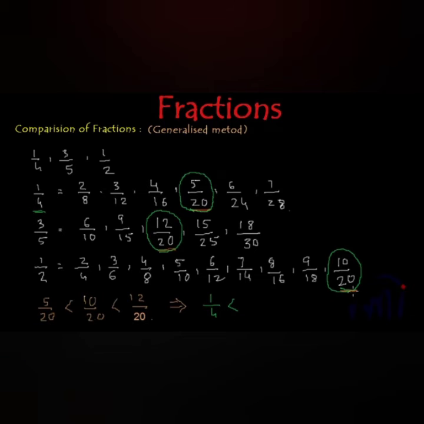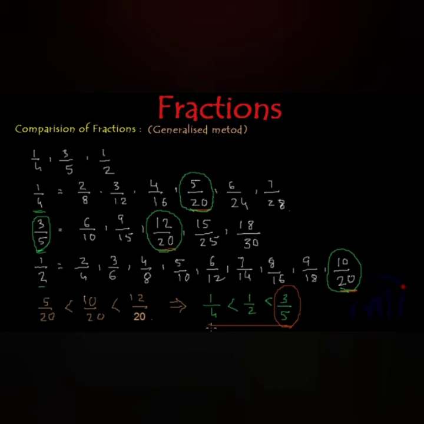And 10 by 20 is equivalent to 1 by 2. And 12 by 20 is equivalent to 3 by 5. So actually 3 by 5 is the biggest fraction, and this is the fractions in the ascending order, right?